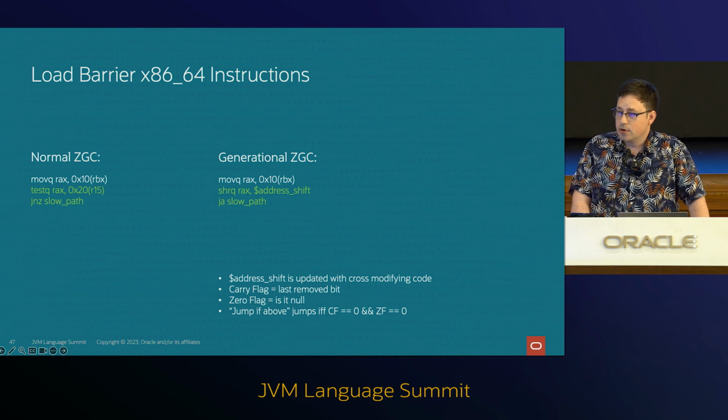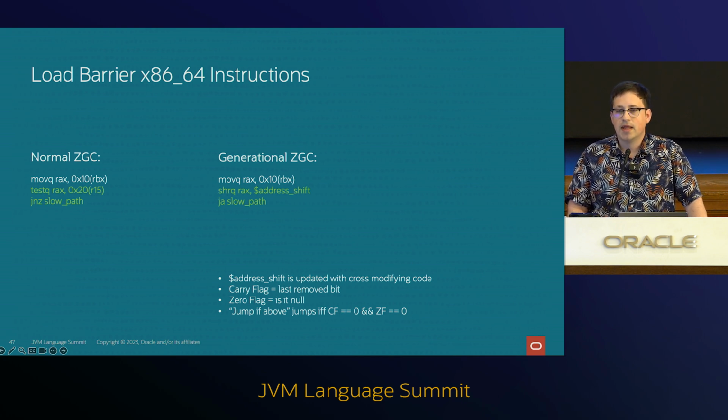It's worth noticing that the index we're shifting depends on the GC phase. So the way we deal with this is we have cross-modifying code that patches these immediates when you change the GC phase. There's a whole thing around that.